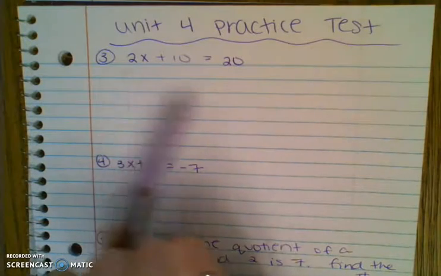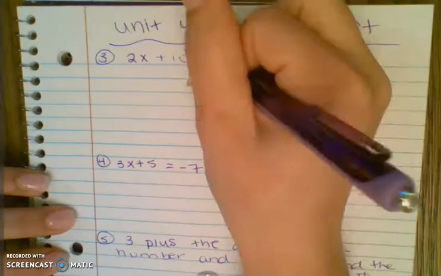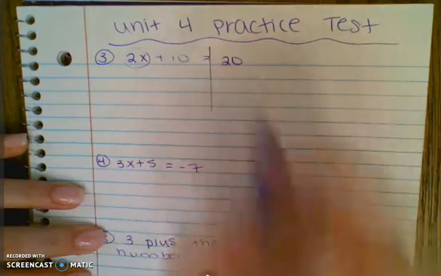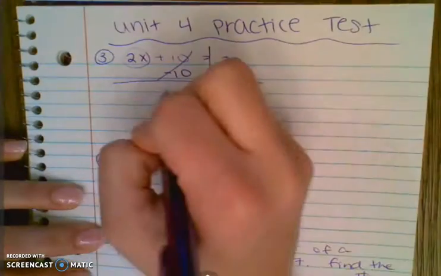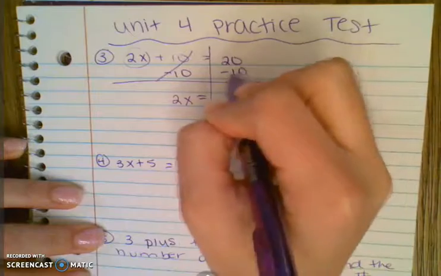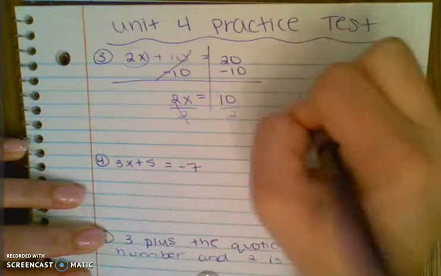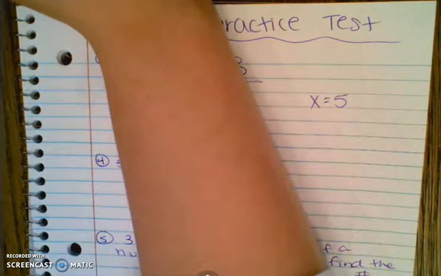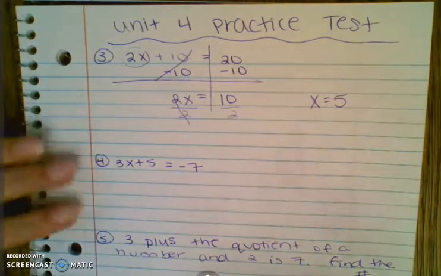So for number 3, the first couple are solving equations. So draw your line. Remember, I'm looking for the 2x. So minus 10 cancels those out. 2x equals 20 minus 10, which is 10. When you divide by 2, x equals 5. On your quiz, which I don't have pulled up anymore, I can't remember what letter that was. I think it was A.